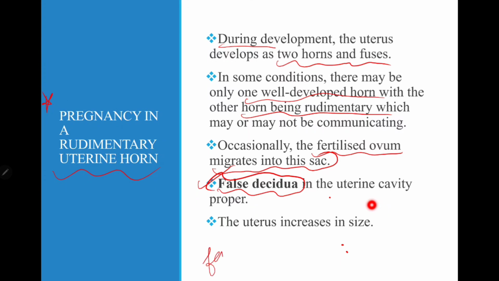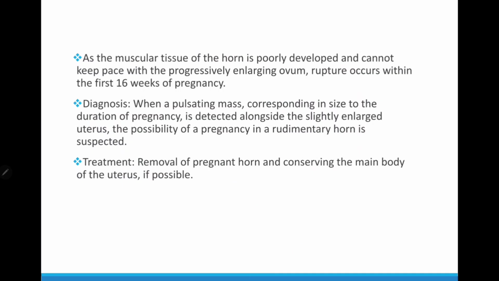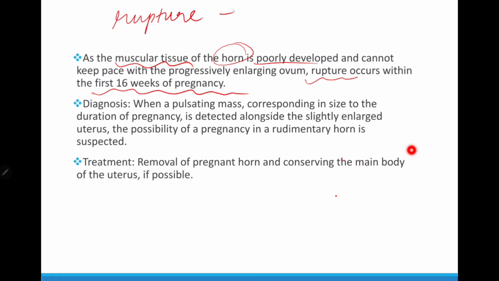Very important: there is a false decidua in the uterine cavity proper, therefore the uterus size also increases. As the muscular tissue of the horn is poorly developed and cannot keep pace with the progressively enlarging ovum, rupture occurs within the first 16 weeks of pregnancy.